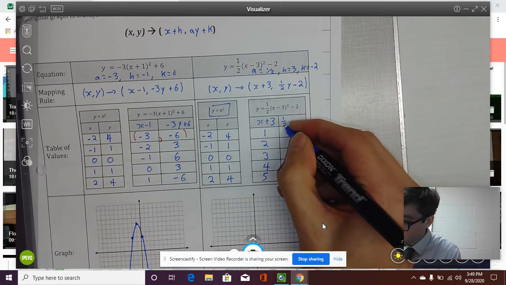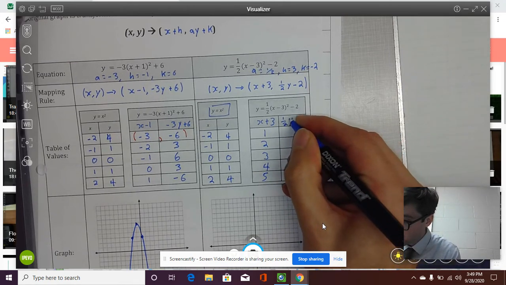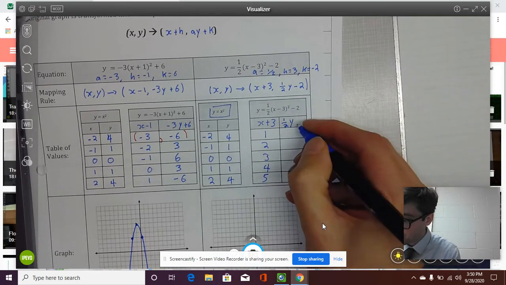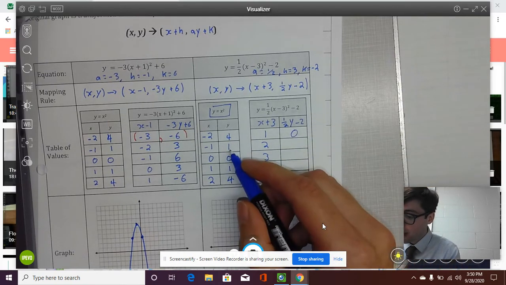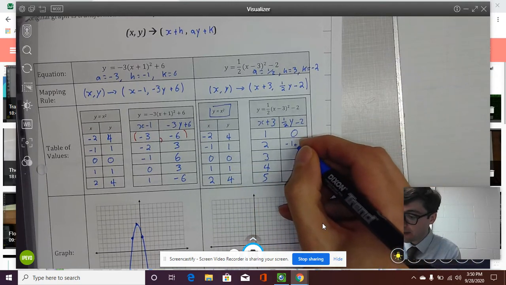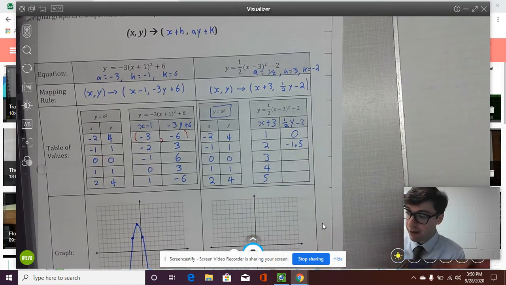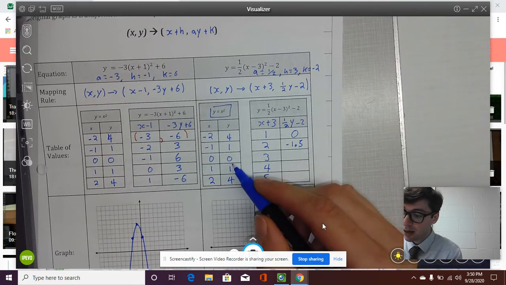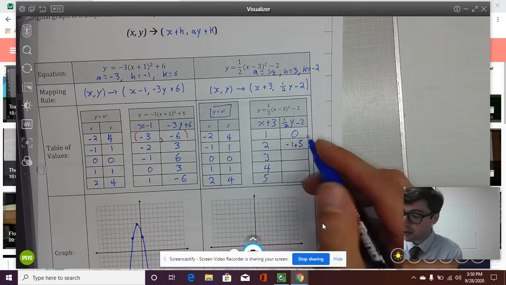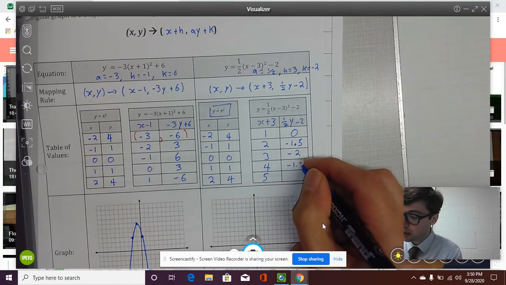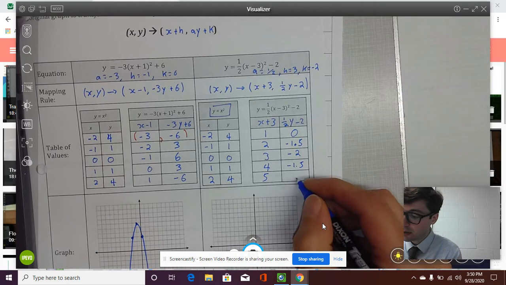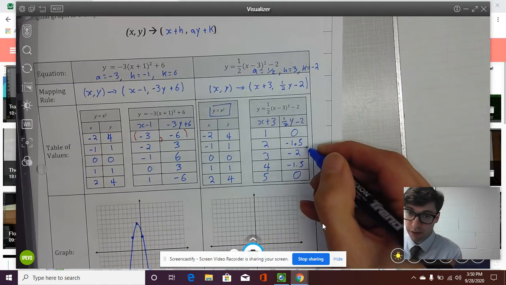Y values are going to be multiplied by 1/2. That gets me my compression, and then I'm going to take away 2. So 4 multiplied by 1/2, so half of 4 is 2, take away 2 is 0. 1 multiplied by 1/2, half of 1 is just 0.5, take away 2 is -1.5. Decimals are fine here because we're graphing, so decimals can be more useful than fractions. Next I have 0, half of 0 is still 0, take away 2. Half of 1 is 1/2, take away 2. Half of 4 is 2, take away 2 is 0. Again, once you've done those first 3 points, it's symmetric.